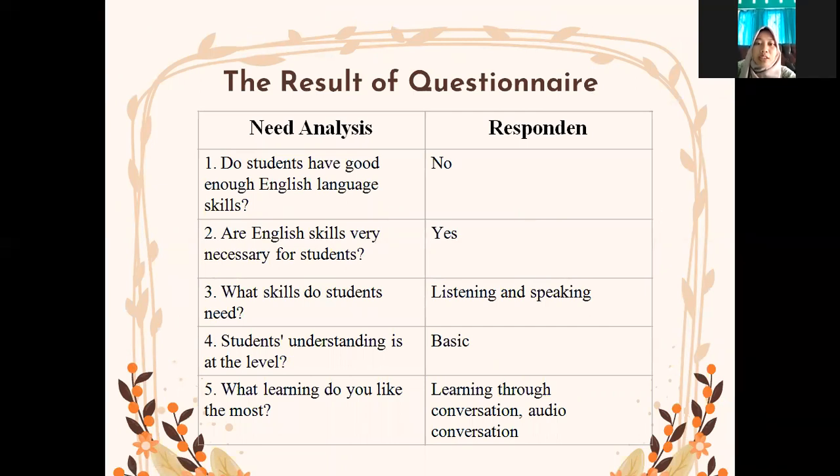The next is the result of the questionnaire. First, needs analysis. Do students have good enough English language? The respondents answered no, because they do not have good enough English language. Second, are English skills very necessary for students? The respondents answered yes. The third is, what skills do they need? The respondents answered listening and speaking. Fourth, the students' level, and the answer is that the level of students is basic. And the last is, which one do you like most? The respondents answered the questionnaire or audio conversation.